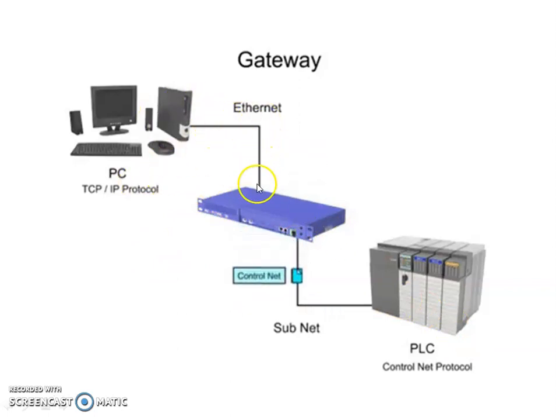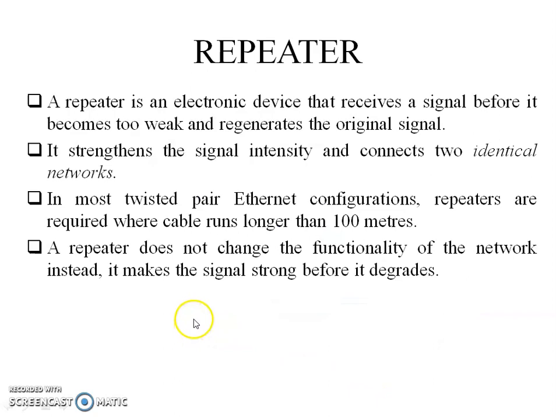This gateway converts the TCP IP protocol into control net protocol, so that two dissimilar networks can communicate with each other. So gateways are also called as protocol converter. So gateways are used to connect two dissimilar networks. Next one is repeater.